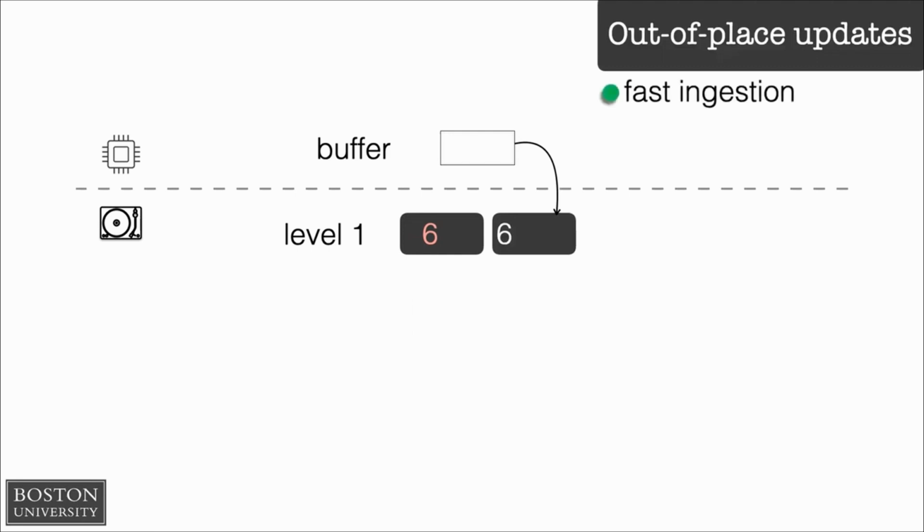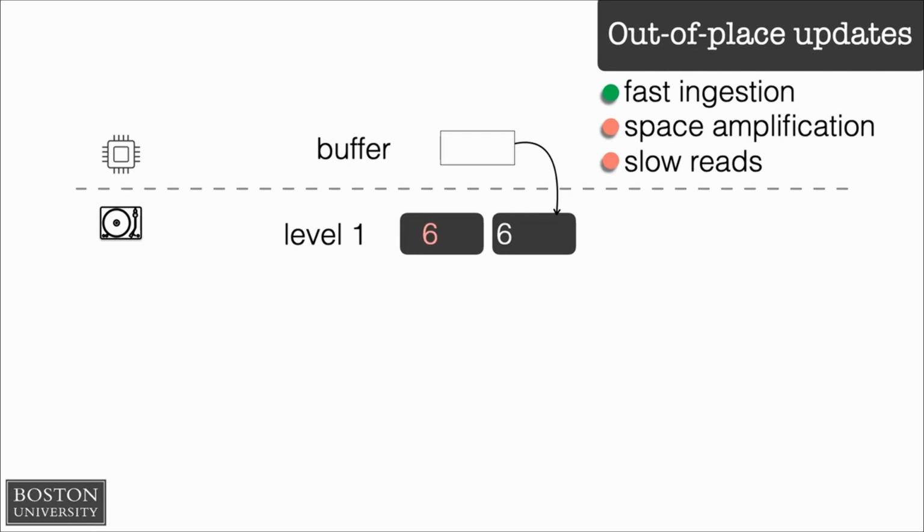This out-of-place update strategy allows us to have very fast ingestion, because we don't need to reconcile the older values with the new values yet. We simply write them without any problem. However, this comes with some costs. We have space amplification, meaning that we're storing 2 values at this time, so we have extra storage that is not going to be useful.